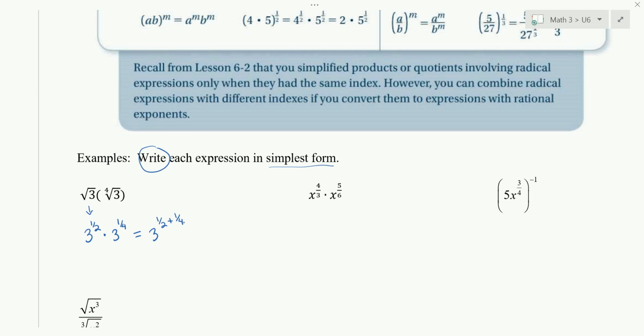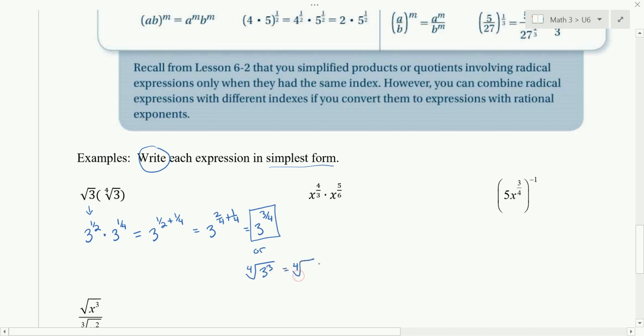So 3 to the 1/2 plus 1/4. We are working with fractions. We need a common denominator, which will be 4. So change that 1/2 to 2/4 by multiplying the numerator and denominator by 2. And we end up with 3 to the 3/4. And that could be your answer. Or you can change it back to radical form and get 4th root of 3 cubed, which is the 4th root of 27. Okay.